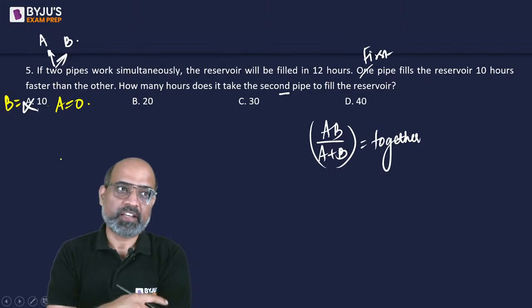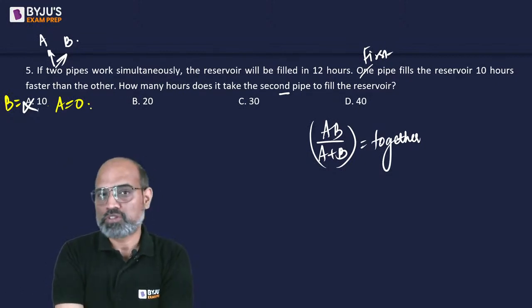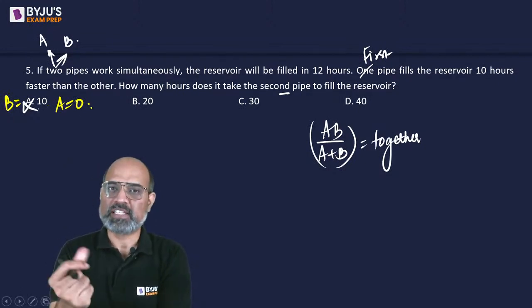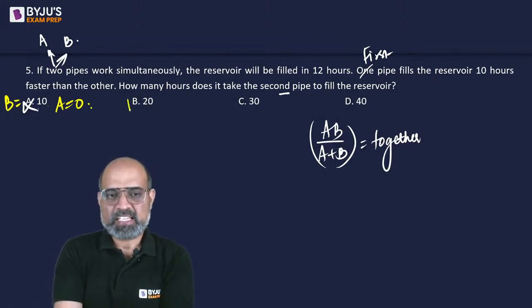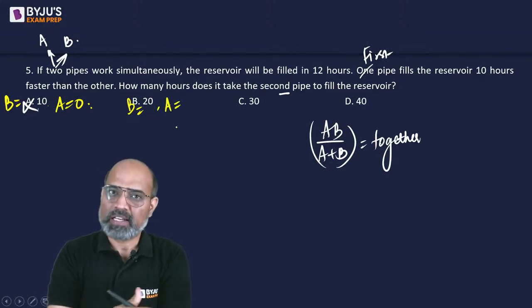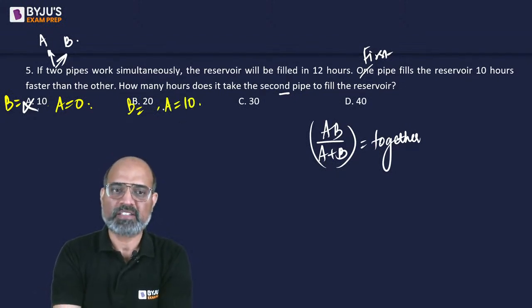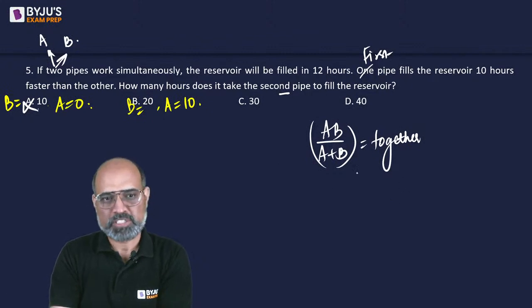So if that is 10, then this will be 0. So this is not going to give us the answer, right? 0 means it fills instantly. So this doesn't make sense. Second, if the B pipe takes 20, then A will take 10 hours less, right? So this is going to be 10. So 10 into 20 by 10 plus 20 we have already checked. If B is going to be 30, A is going to be 20.